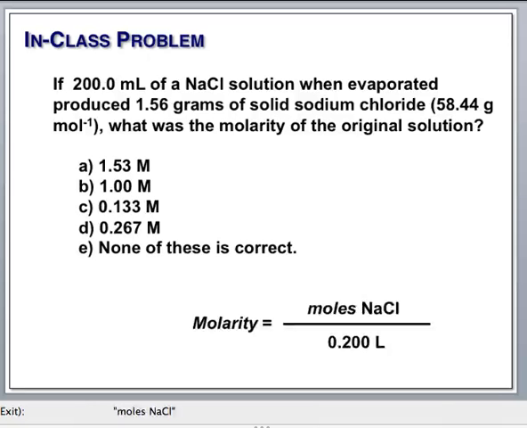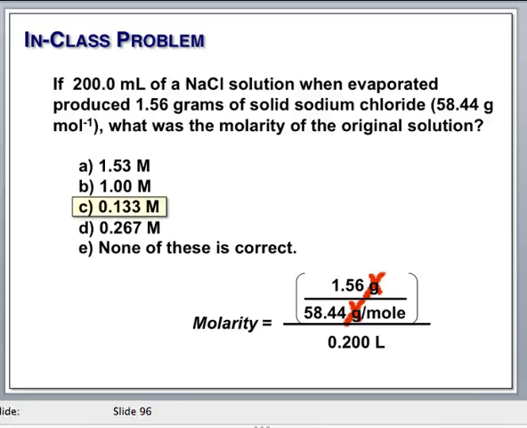For moles of sodium chloride, well, we evaporated this stuff down and we got about 1.5 grams. Molar mass is 58 grams per mole. So this equals moles of sodium chloride. Once again, do our simple math. And we have 0.133 molar.